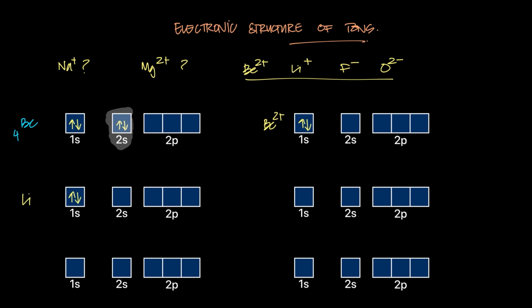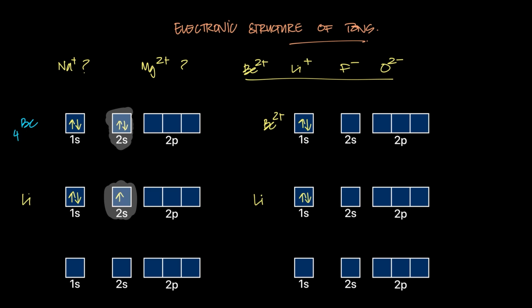Lithium has only 3 electrons, 1s2, 2s1. So when it loses the electron, which electron is lost? The 2s1. And Li+ becomes just the remainder with 1s2. This is lost. And then what we have is fluoride.